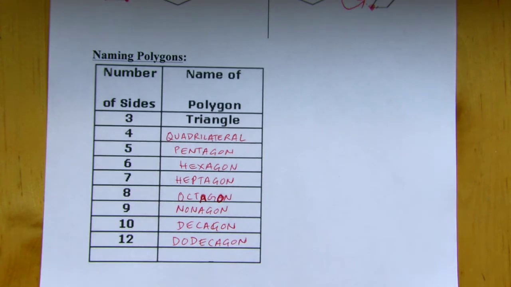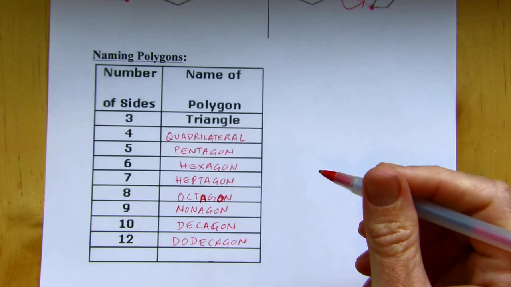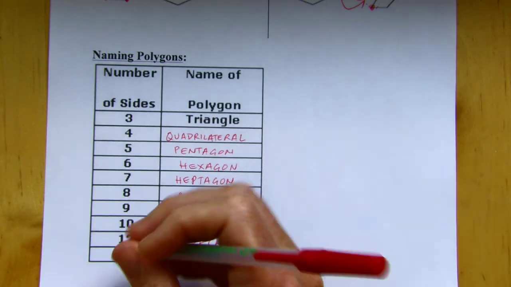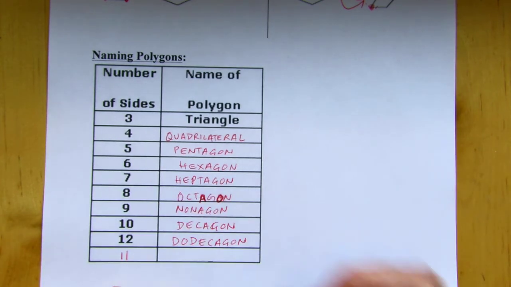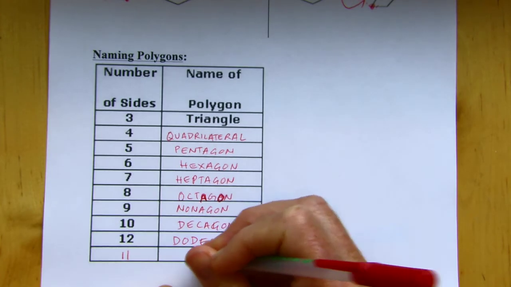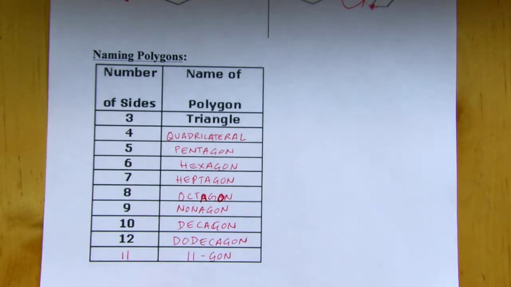Okay, and these are the ones that you really need to know. So what about 11? Well, we're just going to call that an 11-gon. It has a name. I'm blanking out on what it is right now.